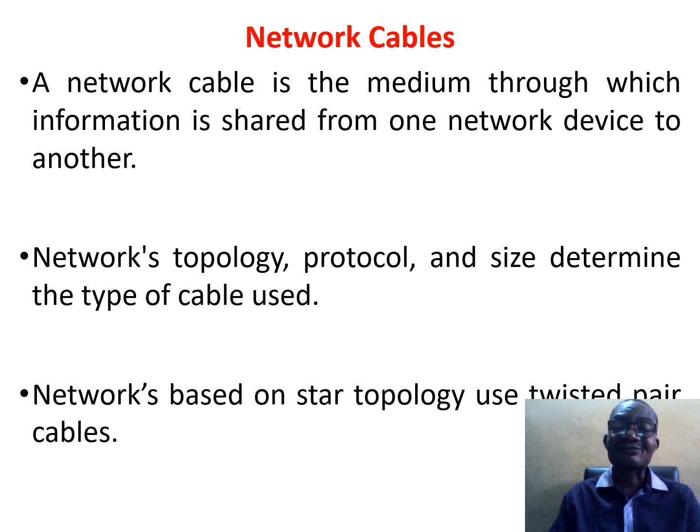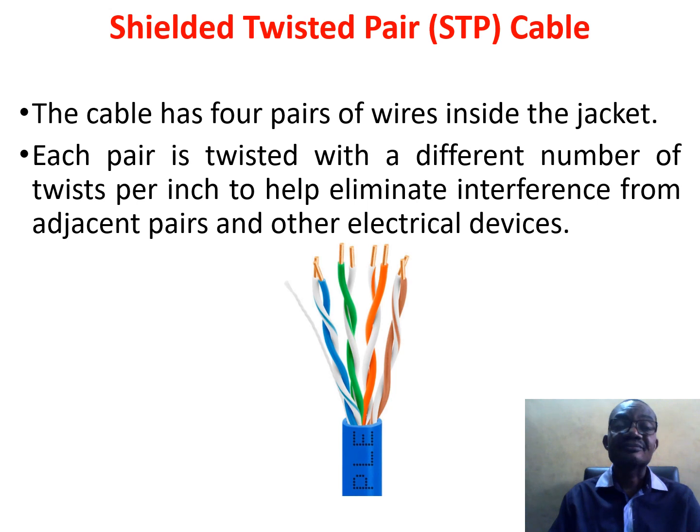The type of network cable that is used depends on the network's topology, the protocol, and the size of the network. Usually, networks with star topology often use twisted pair cables for their connection. There are various types of network cables.